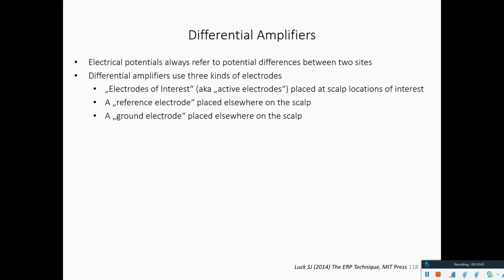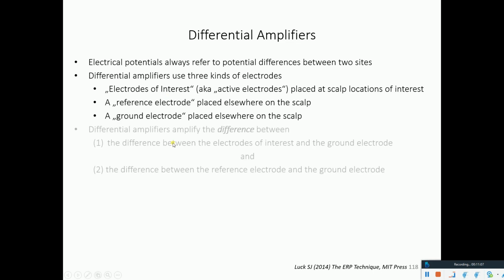So for the BrainAmp ActiCap that we use, the reference electrode is actually Cz, and the ground electrode is, where is it actually? Maybe we see it. I think it's also in the midline somewhere. So what is this about?